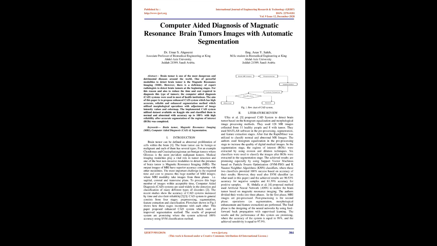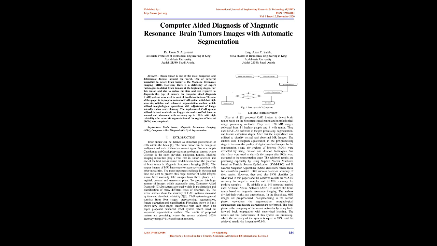The aim of this paper is to propose an enhanced CAD system which has a highly accurate, reliable, and enhanced segmentation method which utilized morphological operations with adjustment of image intensity values and color map. The implemented CAD system utilized a dataset available on Kaggle site and classified them to normal and abnormal with accuracy up to 100% with high reliability after accurate segmentation of the regions of interest, ROIs, was completed. Keywords: brain tumor, magnetic resonance imaging, MRI, computer-aided diagnosis, CAD, and segmentation.